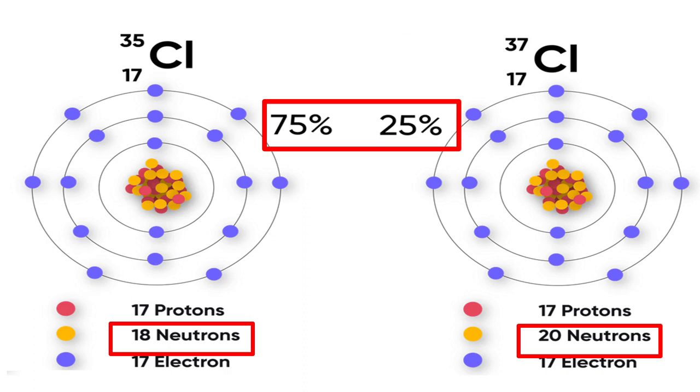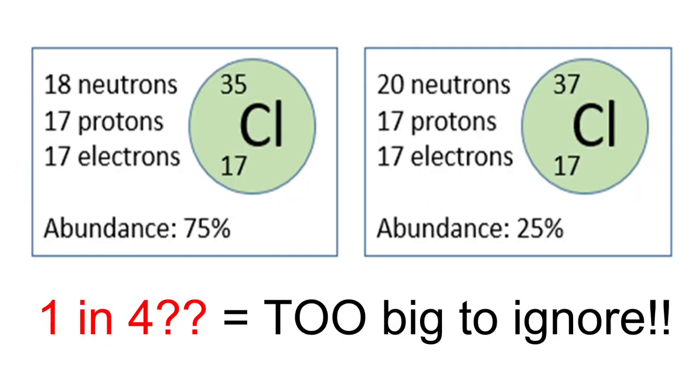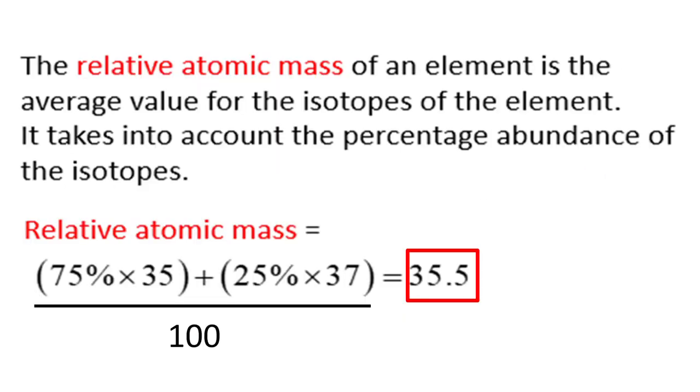Well, the fact is there are two main isotopes of chlorine, chlorine 35 and chlorine 37. And 25% of chlorine is chlorine 37, and 1 in 4 is too big a percentage to ignore. So you have to be able to do this calculation here. 75 times 35 plus 25 times 37, all over 100, gives you 35.5, and you should practice doing that calculation yourself.